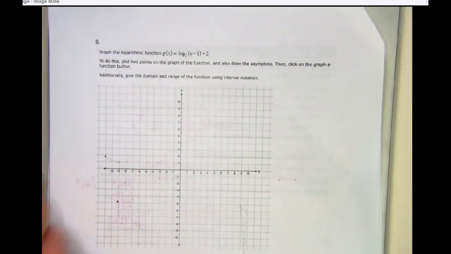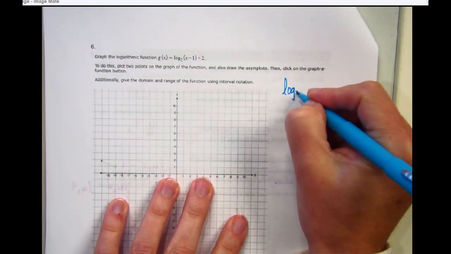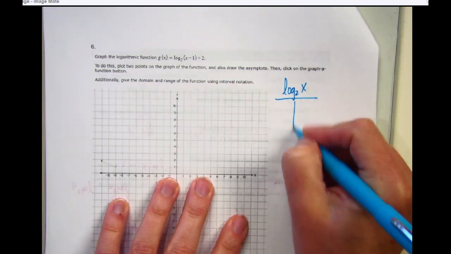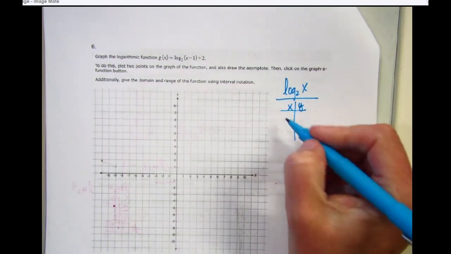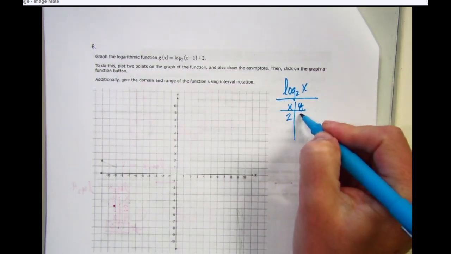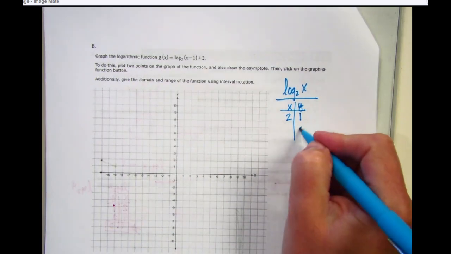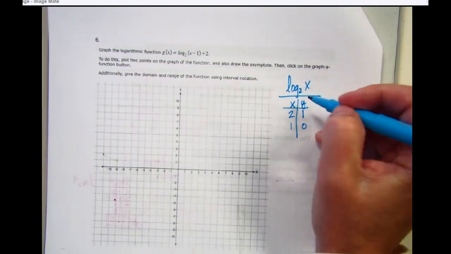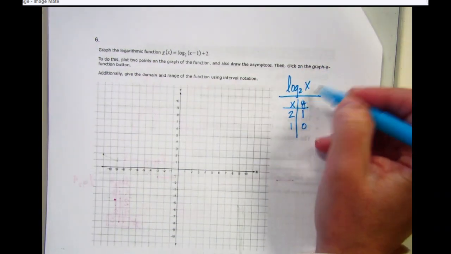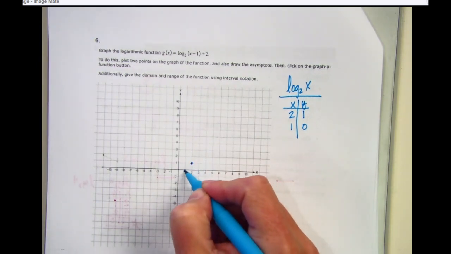Log base 2. So we're going to create our table. Log base 2 of x. What are our numbers that we liked? If x is 2, what's y? And because it likes only 2 points, should we just always use 1 and 0 as our second point? If you don't remember that, pick the next easy number, right? We would have picked 4. So let's plot those points. I've got 2, 1, and 1, 0.